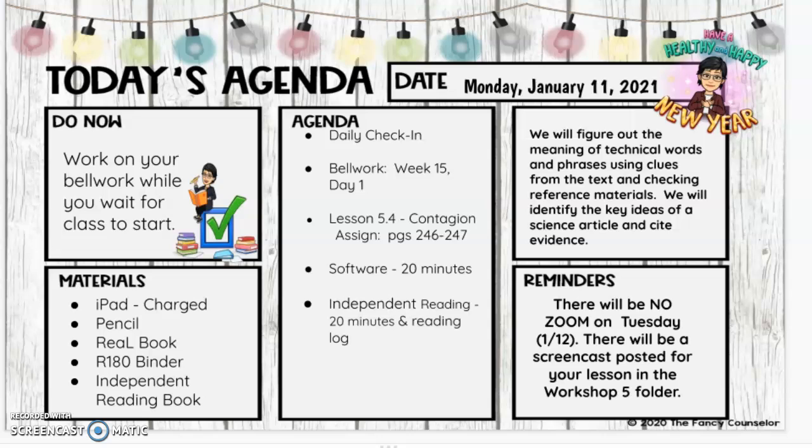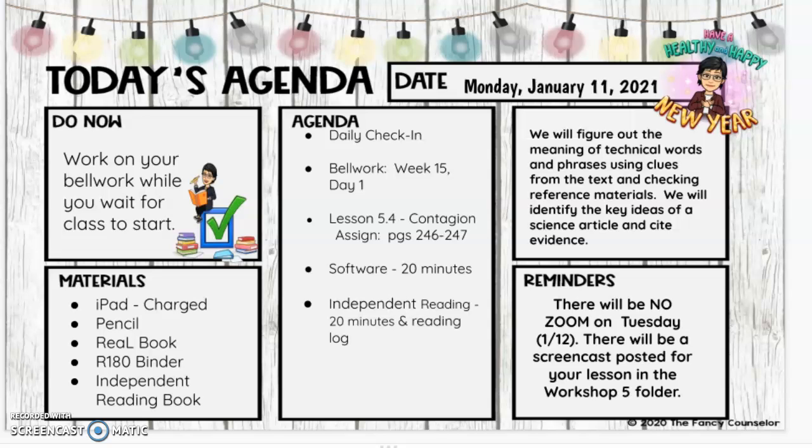All right, our lesson is going to be 5.4, and you'll find those on pages 246 and 247. And you will also be able to find that assignment in the assignment folder for Workshop 5 in Schoology. And then, of course, you'll do your software, get those recorded. And again, we'll only have 3 days of software. So you'll need 60 minutes by the end of the week. And then your independent reading and your reading log.